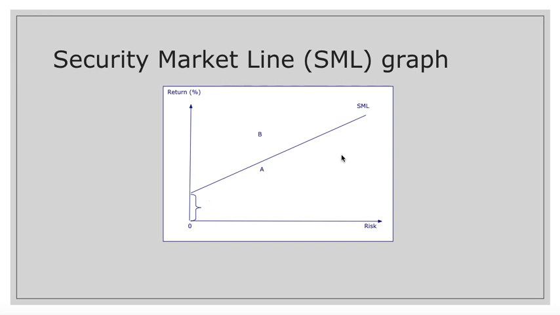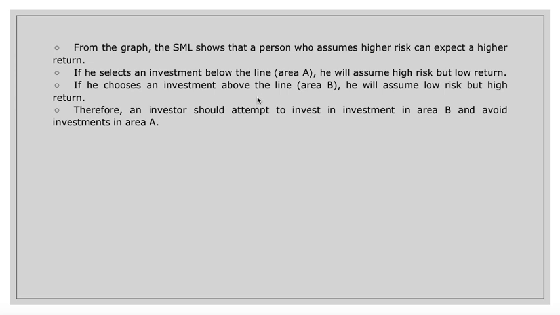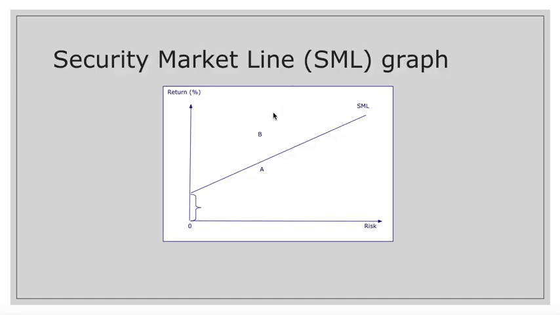Next, if he chooses an investment above the line, which is the area B, beyond the SML just now, he will assume low risk but high return. Therefore, an investor should attempt to invest in area B and avoid investments in area A. So as a smart investor, they are going to choose the investment beyond the SML line, not below the SML line. That's the idea.